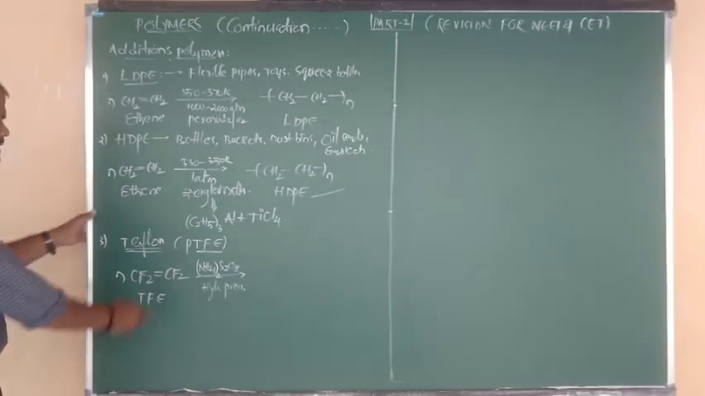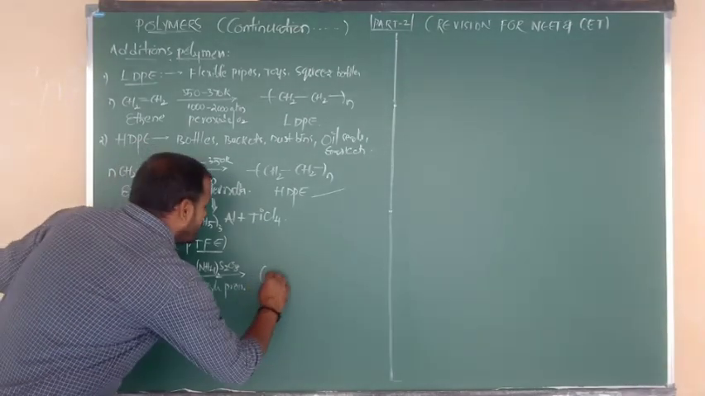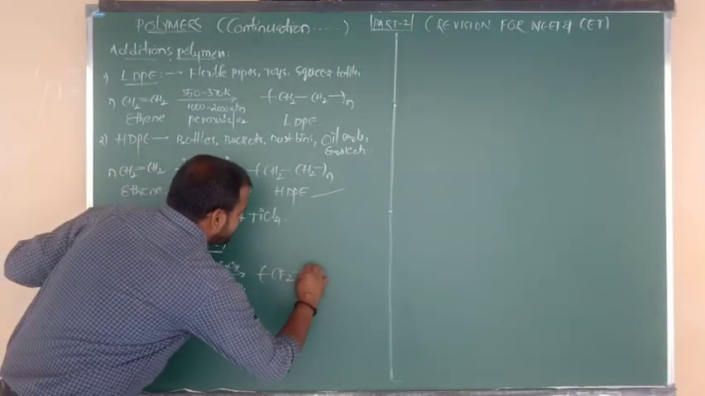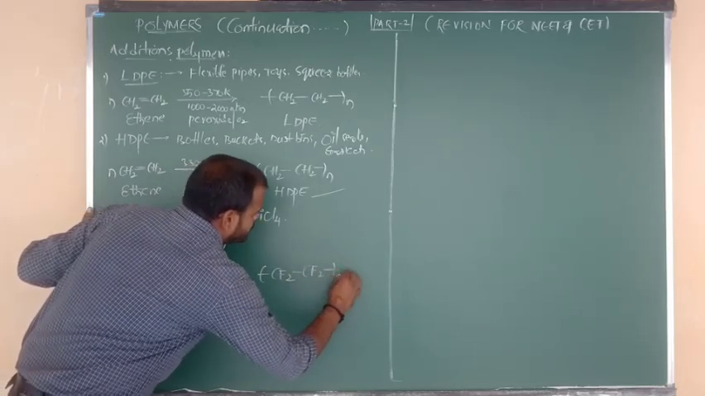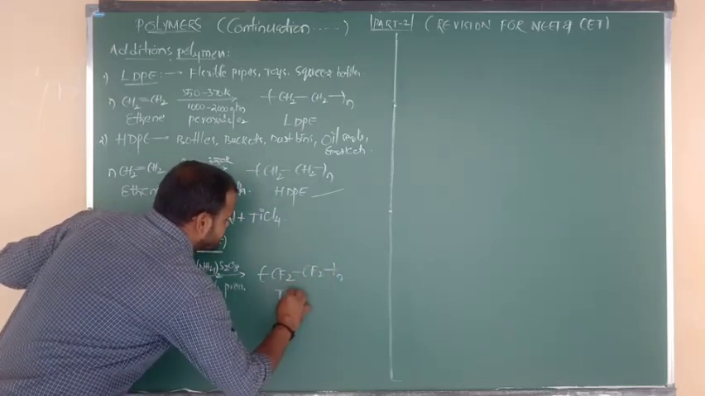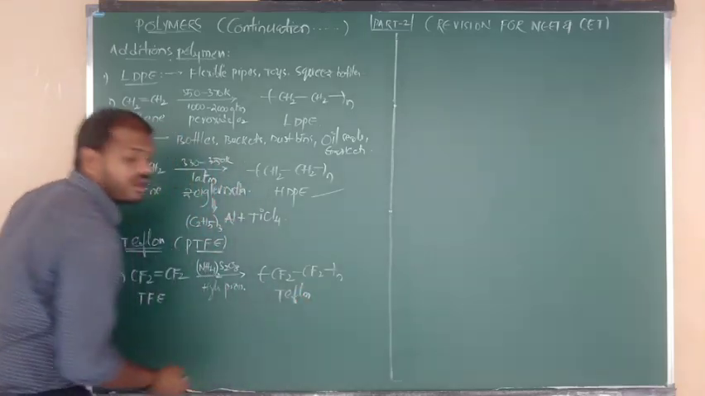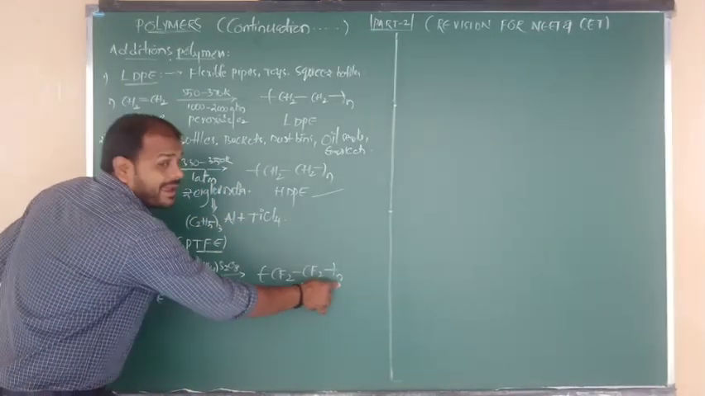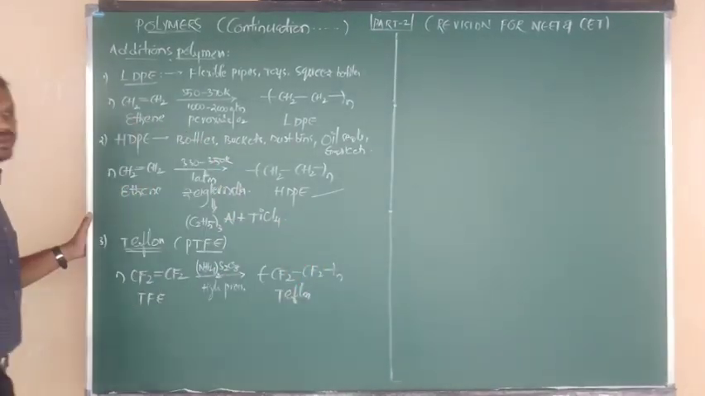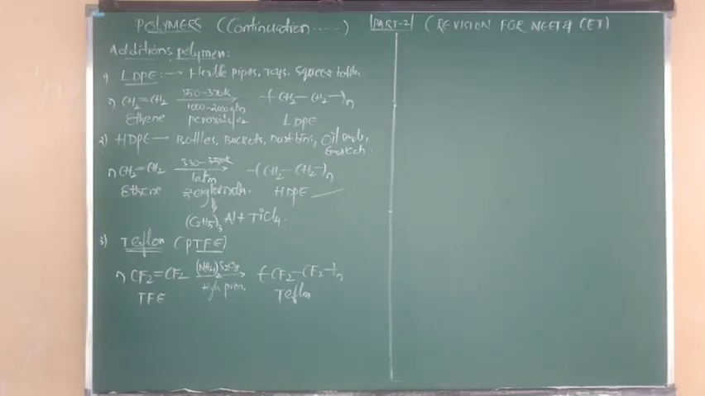Teflon. Again same thing, double bond becomes single bond. So we can write now (CF2-CF2)n. This is your structure of what, beta? Teflon, and also we can say that n indicates polytetrafluoroethene. Okay, beta? Good.